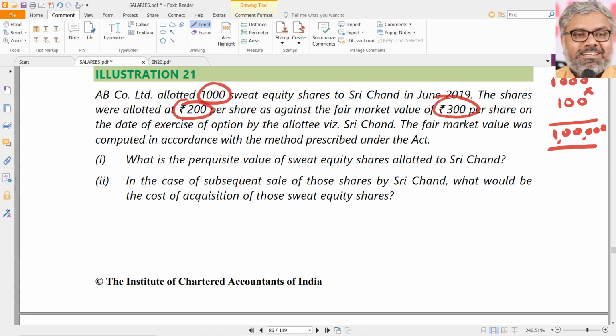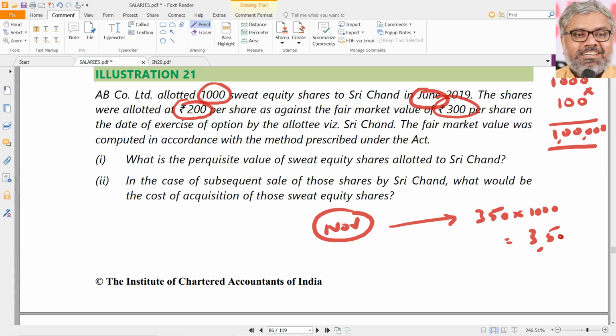Actually, that's a capital gains question. But logically speaking, let us say the same shares, if they are sold by Mr. Chand, let us say for 350 rupees per share, he received in June. Just for understanding purposes, let us say after 4 or 5 months, somewhere in November, for example, he sold them for 350 rupees per share. That means how much he would have got? 1,000 shares, no? So 1,000 into 350, that is 3,50,000 rupees is the sale proceeds.